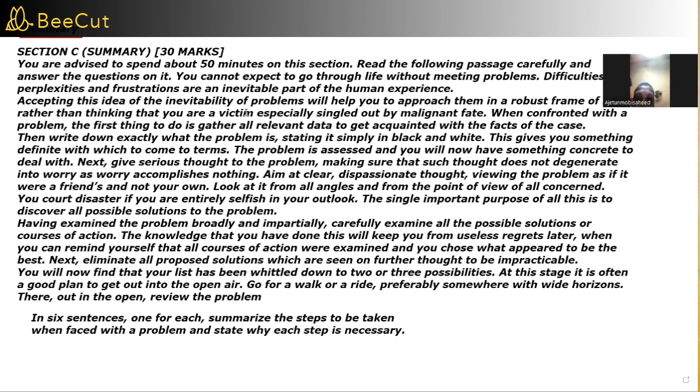When confronted with a problem, the first thing to do is to gather all relevant data, to get acquainted with the facts of the case. Then you write it down, you put them down in black and white, and this gives you something definite to work with, to come to terms with. And the problem is assessed, and you will have something concrete. The steps to take, that you don't have to worry or work yourself out.